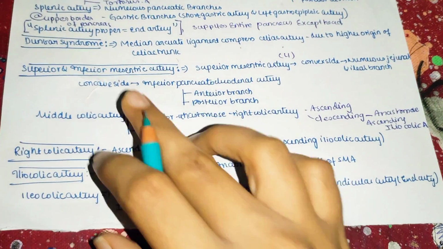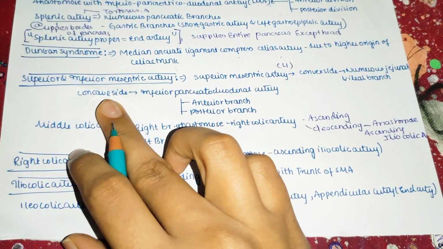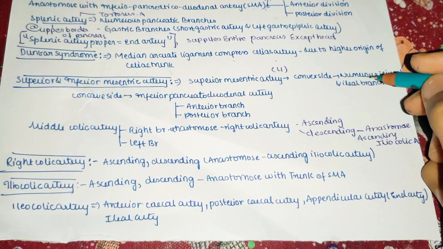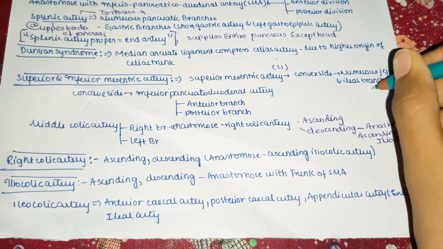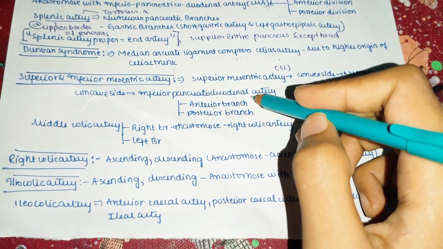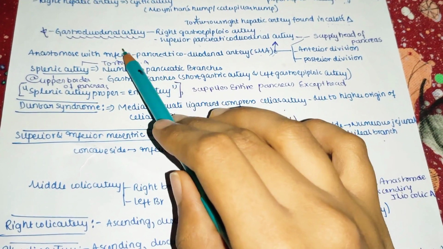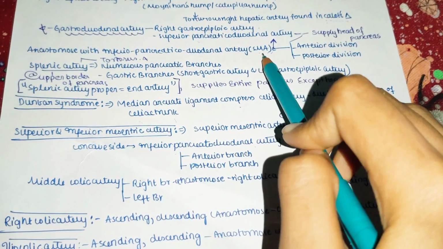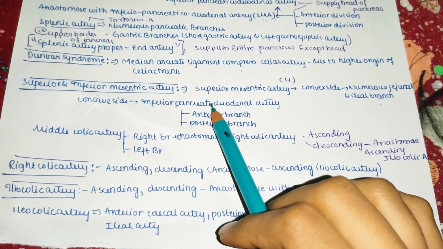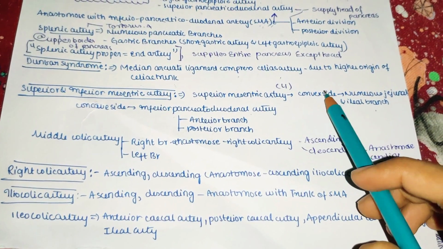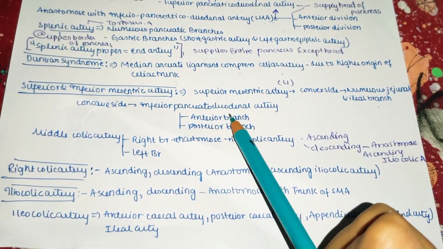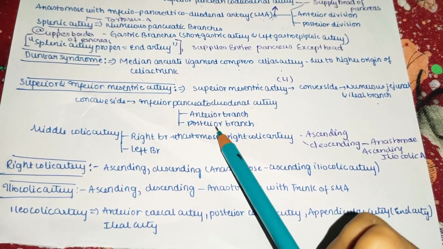Now coming to the superior and inferior mesenteric artery discussion. The superior mesenteric artery, on the convex side, gives numerous jejunal and ileal branches, whereas on the concave side it gives the inferior pancreaticoduodenal artery. Already we discussed that the inferior pancreaticoduodenal artery comes from the superior mesenteric artery. Okay, so on the concave side you have the inferior pancreaticoduodenal artery, and on the convex side you have numerous jejunal and ileal branches, and this inferior pancreaticoduodenal artery is divided into anterior and posterior branches.